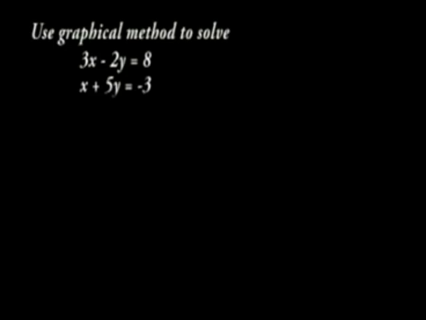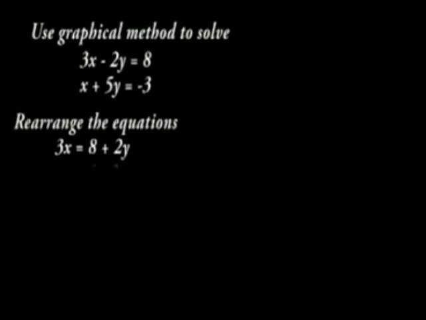3x minus 2y is equal to 8. x plus 5y is equal to minus 3. Now we rearrange the equations. For example, we have 3x is equal to 8 plus 2y, which means x is equal to (8 plus 2y) over 3. That is the first equation.